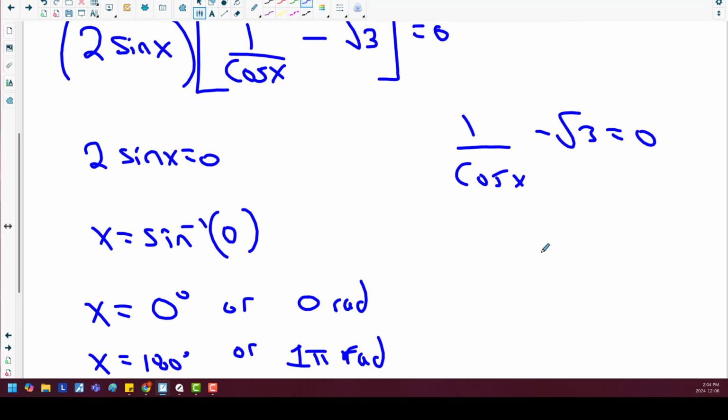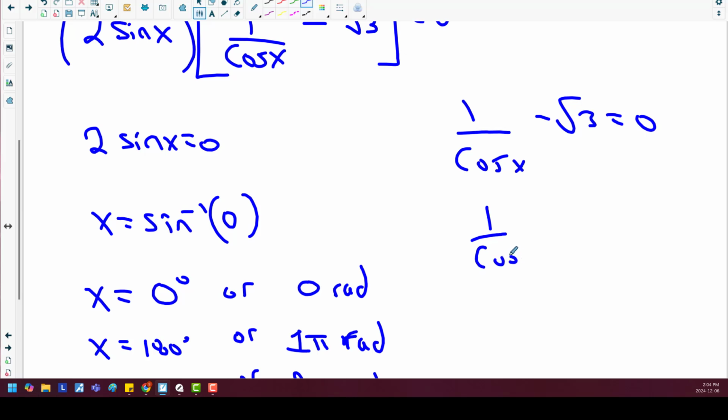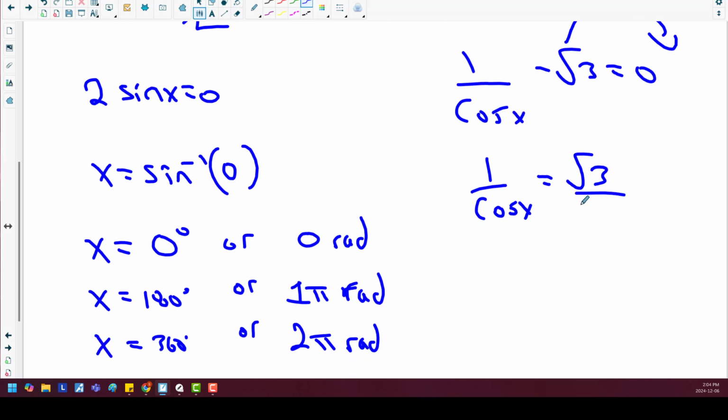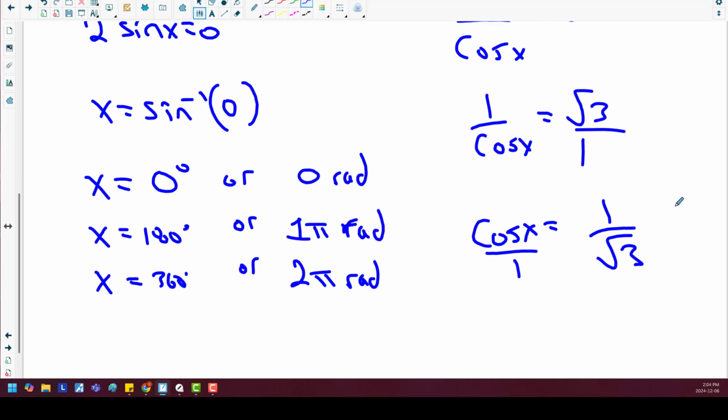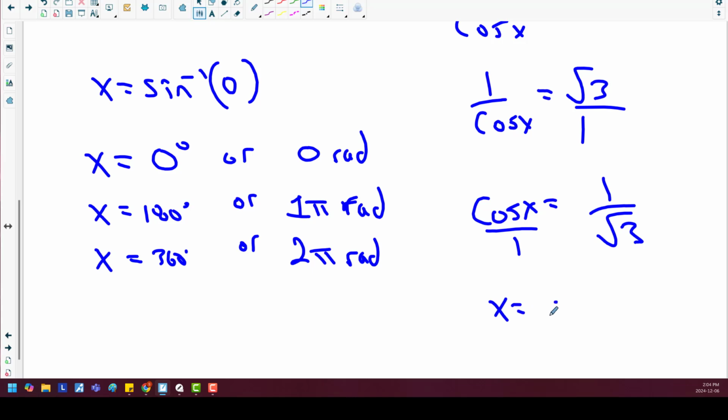As for this question, same thing. 1 over cos x is equal to root 3. Bring the negative root 3 over, it becomes positive. And then I'm just going to cross multiply, and you should get cos x is equal to 1 over root 3. So once we have this, we know that x is going to equal the inverse cosine of 1 over root 3.